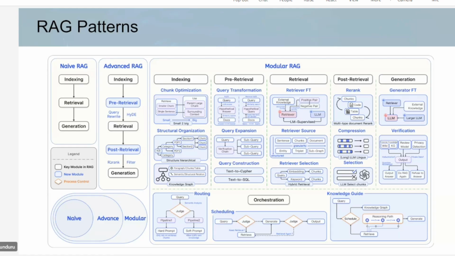So by now I hope you understood that indexing is preparing the data, pre-retrieval is preparing the queries, and retrieval is something like searching the data from the database. Post retrieval is, once the data is retrieved from the database, we will be doing some kind of analysis on the data and sending it to the LLM. Generation is happening at the LLM.